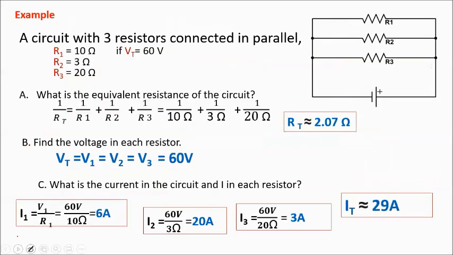Okay, so let us analyze that, or put that in our example. A circuit with three resistors connected in parallel, as in the figure: R1 is 10, R2 is 30, R3 is 20 ohms, and V total is 60 volts. Find the equivalent resistance of the circuit. Use the formula and find R total or R equivalent.